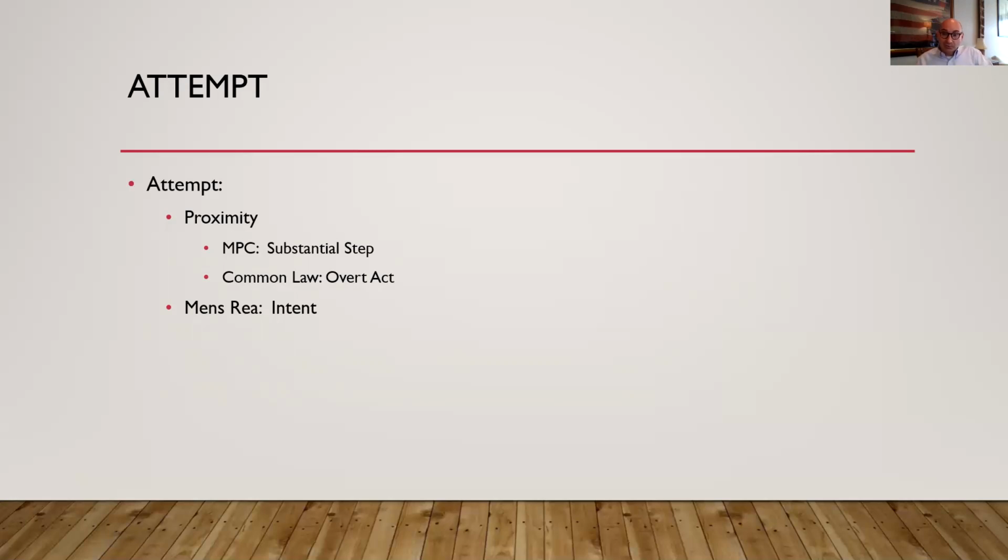The variety of interpretations that have been given to attempt vary depending on whether we're in an MPC jurisdiction, and for the purpose of attempt, we are in Pennsylvania, or the common law. This is where it's important where this language comes from. If you see substantial step, that language comes from the MPC, and it does not require you to get as close to completing the crime as overt act, which is language that comes from the common law.